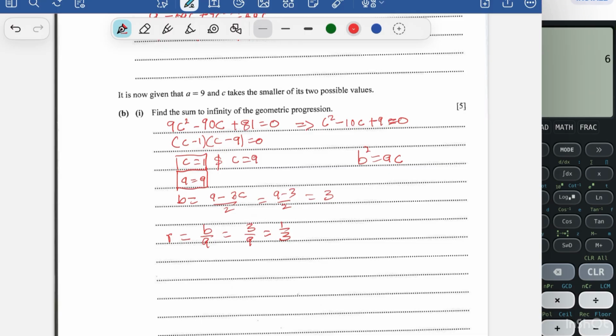So they told me A, B, and C are positive, so that is why we get this. So we cannot take minus 3. Very good question. So from here, we just use the sum to infinity, A over 1 minus r. So my A is 9 over 1 minus 1 over 3. So you press your calculator for that.